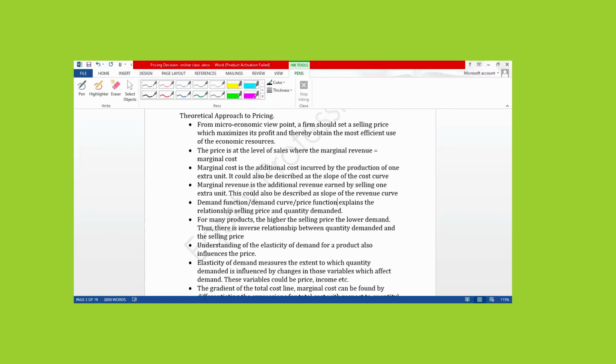This is elementary knowledge of economics. If your selling price is high, the demand is likely to fall. If your selling price is low, the demand is likely to rise. Please note, there is an inverse relationship between demand and price. Inverse.